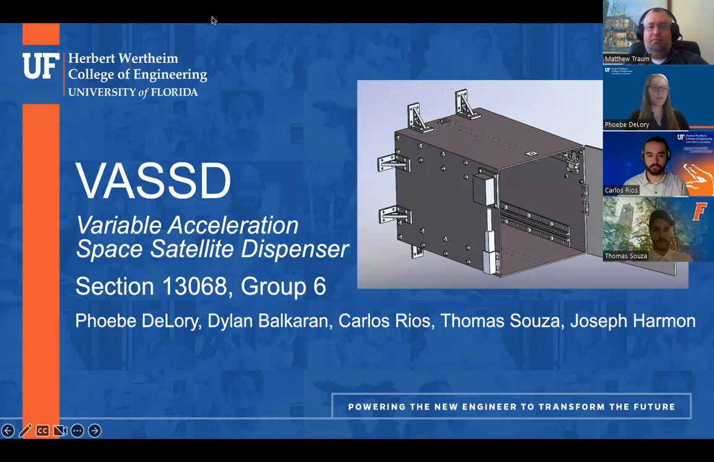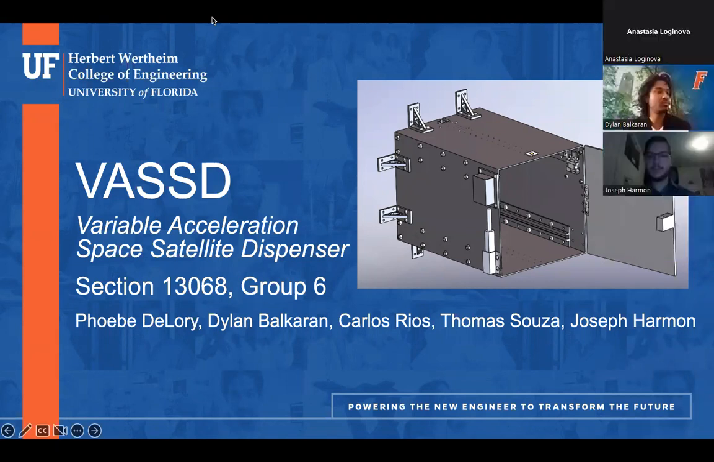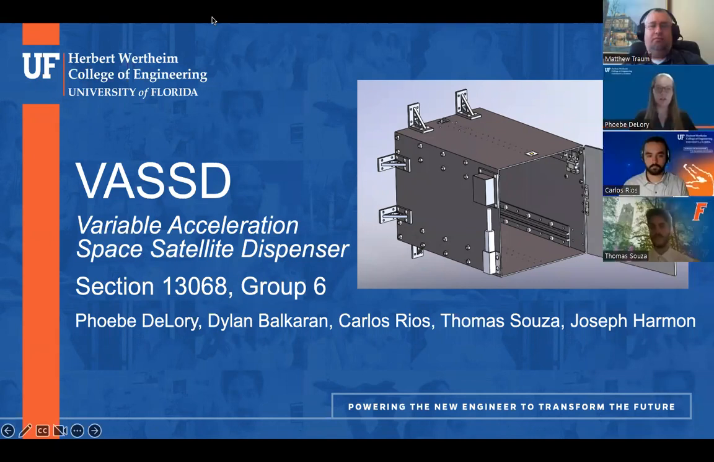Okay, so good morning, everybody. Thank you for attending our final design presentation. We are VAST, and we have designed a variable speed satellite dispenser for a CubeSat.